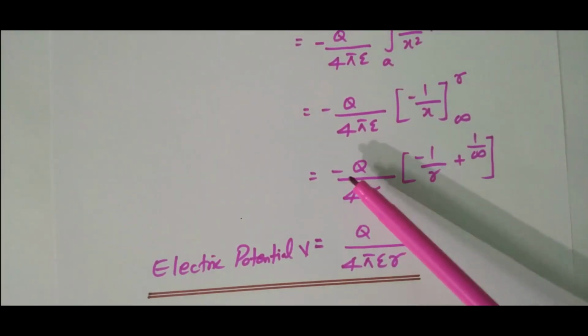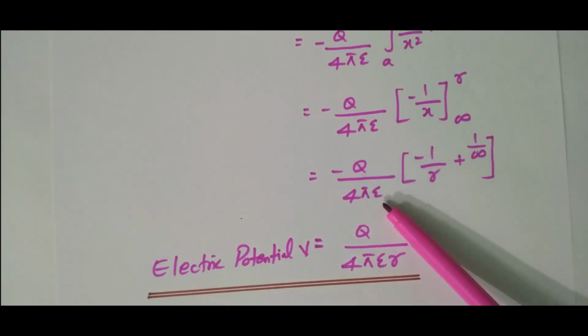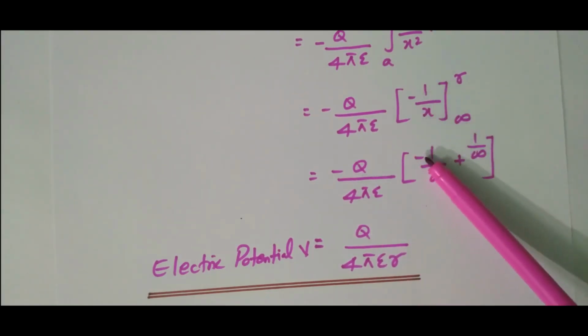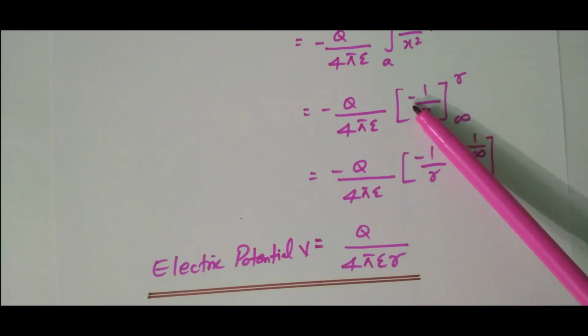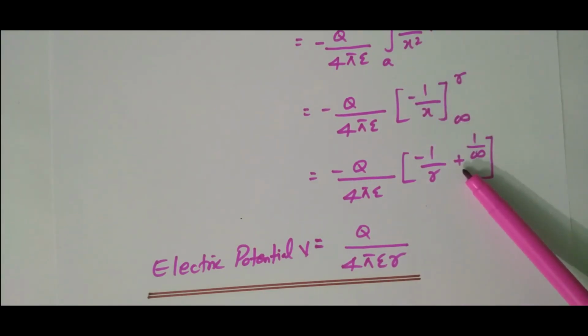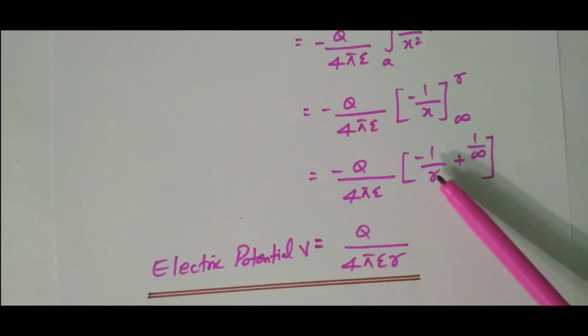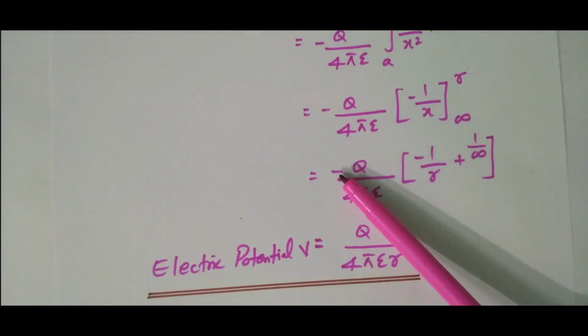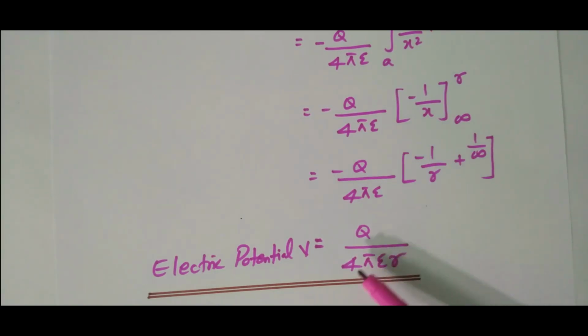Now we'll substitute the limit: minus q divided by 4 pi epsilon. Here minus is there, minus 1 by r. In the lower limit, one minus will be there, so it becomes plus 1 by infinite. So it becomes 0. Here one minus is available, here also one minus is available. So q divided by 4 pi epsilon r. So the electric potential, the general formula, is q divided by 4 pi epsilon r.